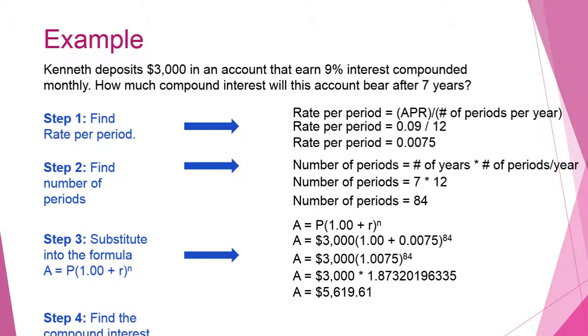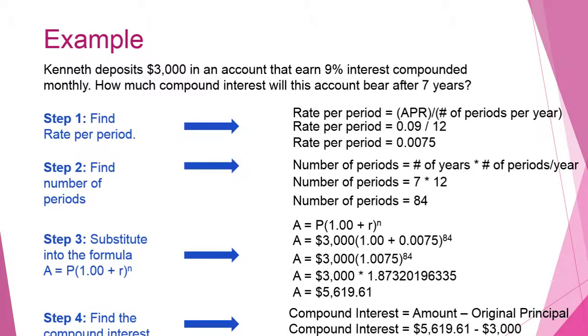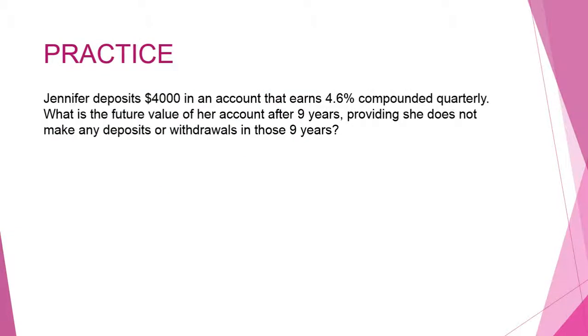The last step is to find the compound interest, plugging it into the formula. So we get $5,619.61, and we're going to subtract $3,000 from that, giving us a final answer of $2,619.61. Alright, now I want you to try one out on your own and then resume the video when you're ready.